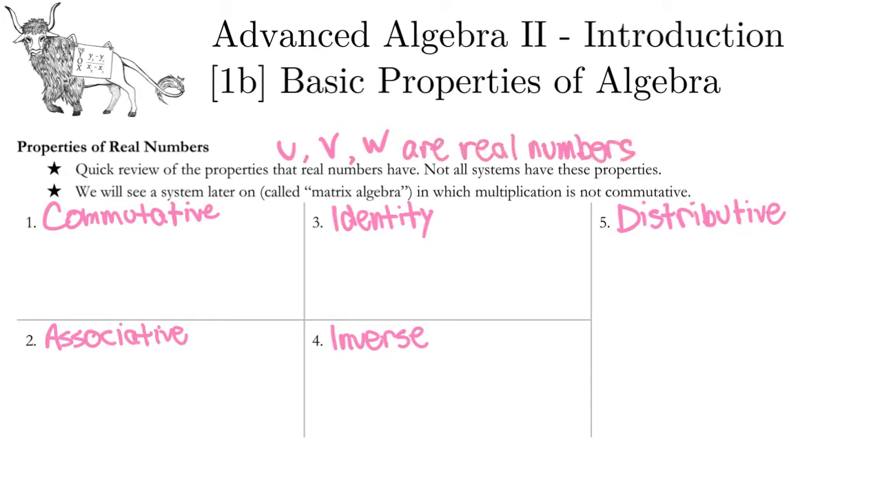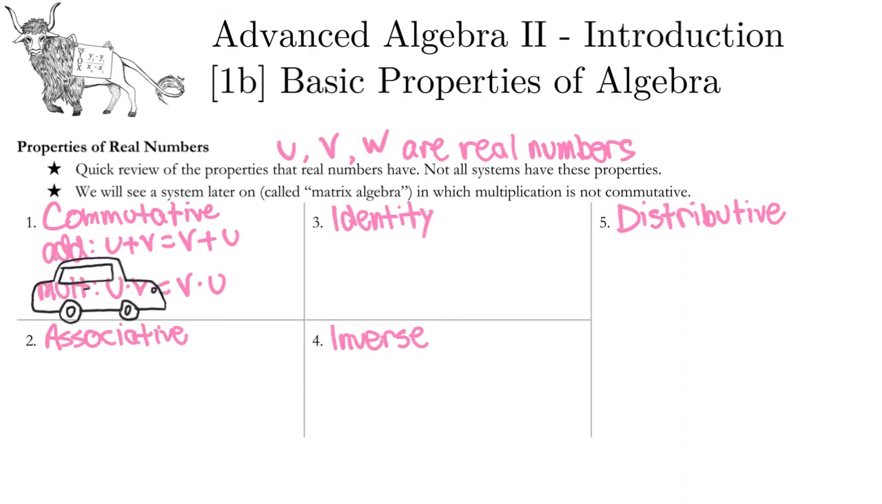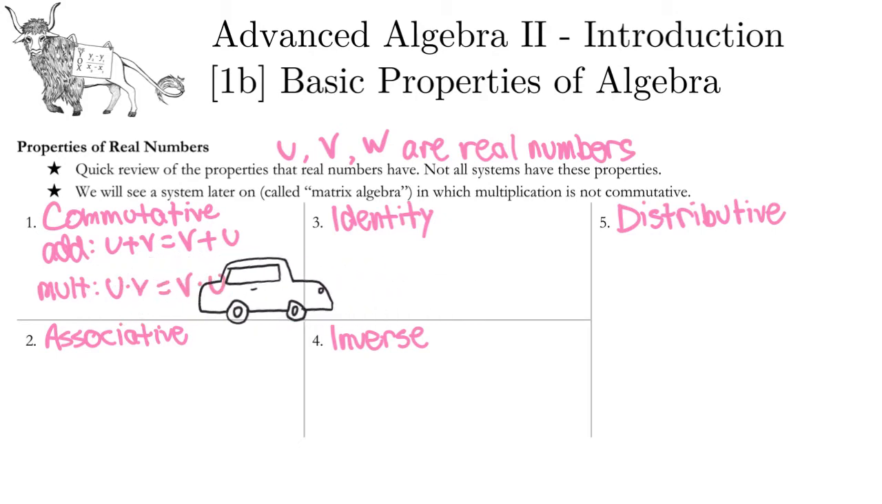There are 2 parts to the commutative property. First, addition, then multiplication. The addition property says U plus V is equal to V plus U. And the multiplication property says that U times V is equal to V times U. You could think of the U's and V's commuting left and right.